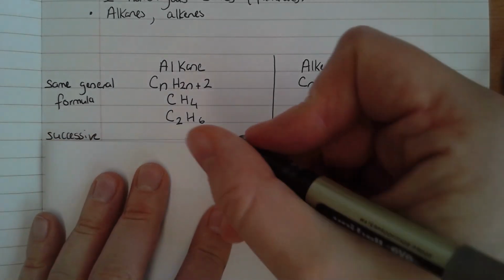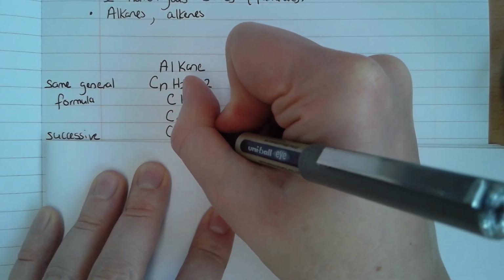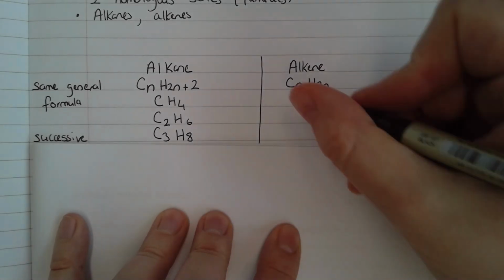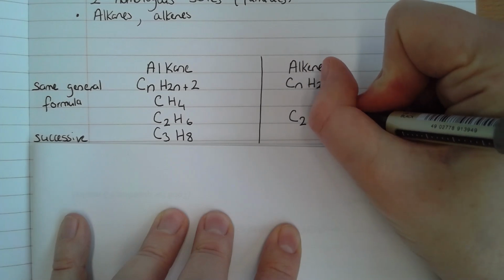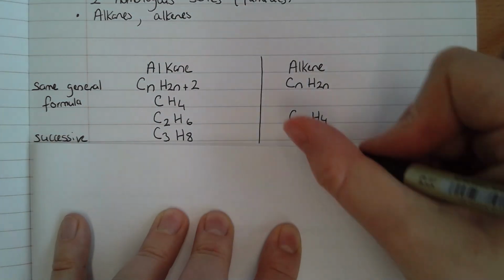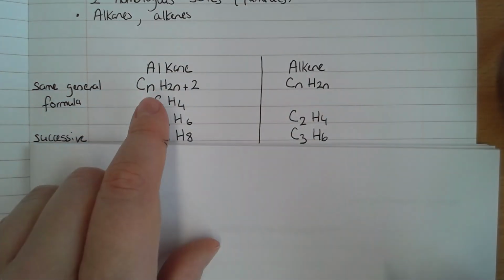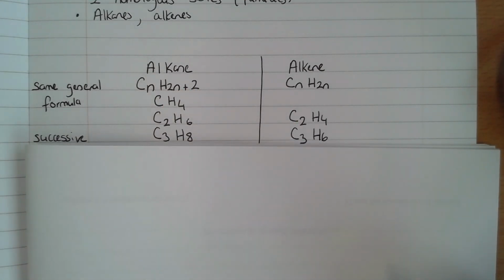Alright, if I did it with 3, I'd have double the number of hydrogens, which would be 6, plus 2 is 8. Over here for the alkene, the smallest alkene member has got 2 carbons in it, and I've got exactly double the number of hydrogens, C2H4. If there was 3, C3H6. So the alkane family, double plus 2, the alkene, I'm just doubling.